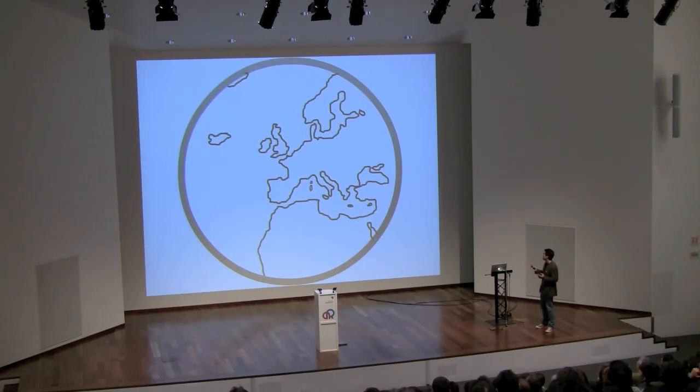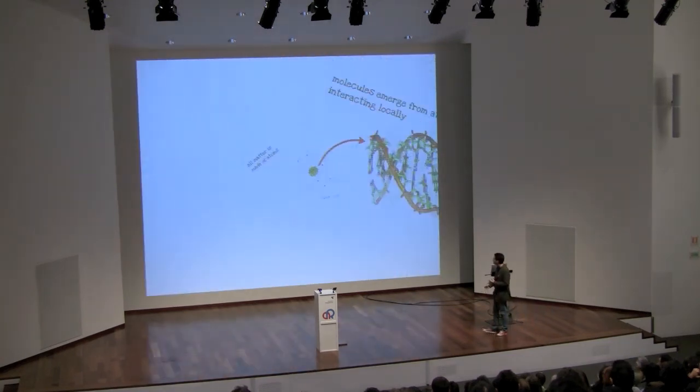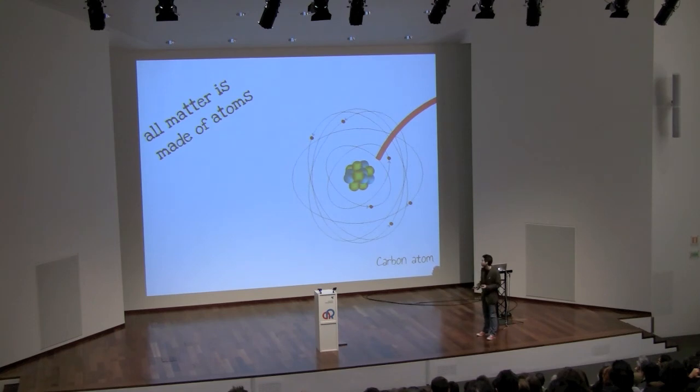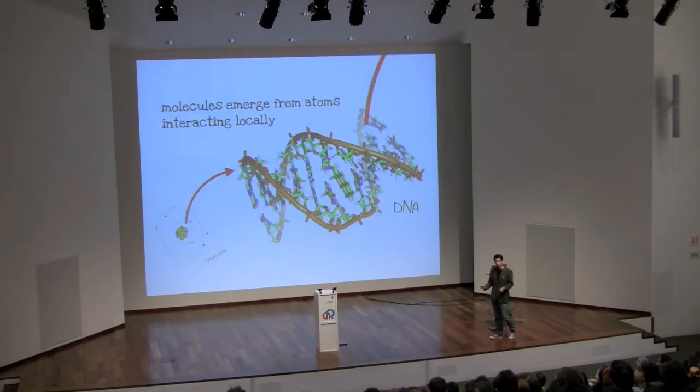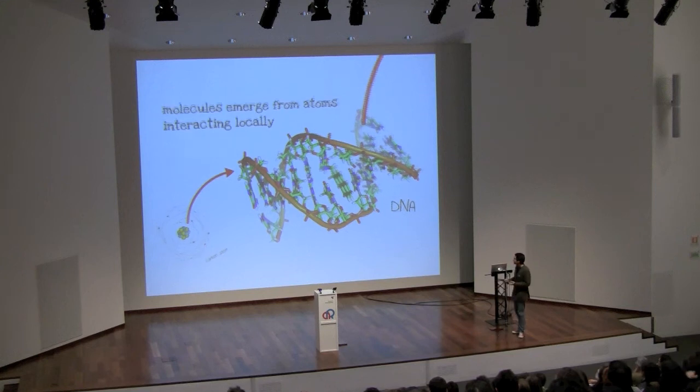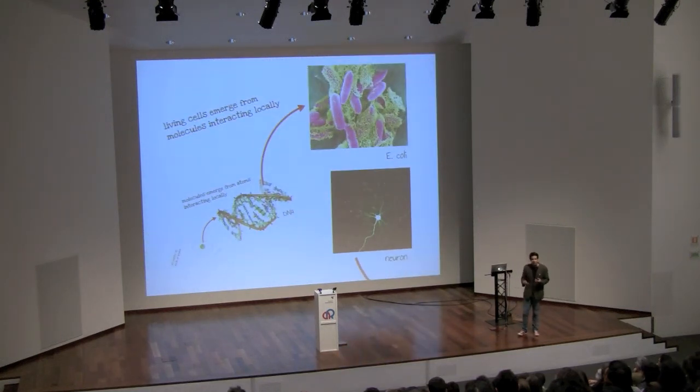Well, so what is reality? Let's just take a quick tour of reality. On the bottom of everything, we have atoms. So atoms constitute all matter that exists in the world. And then when you have atoms interacting locally, molecules emerge. And here we can see DNA, a very complex molecule important for life. And when you have these molecules interacting, cells emerge. And the cells may be living beings on their own. Here we see a bacteria, which is a living organism. Or they can also be part of a multicellular organism.